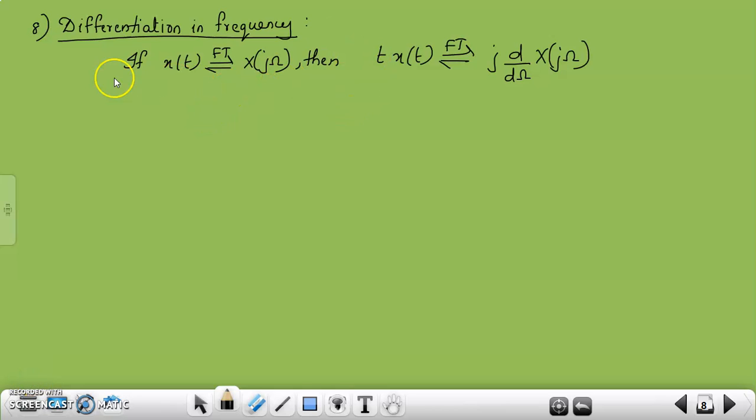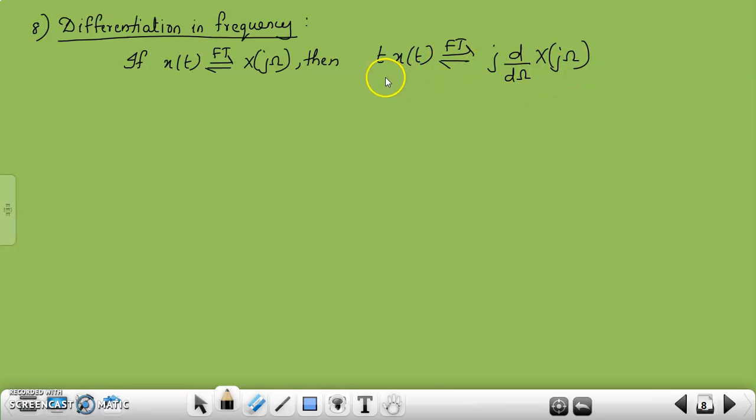Dear all, we are continuing with the properties of continuous time Fourier transform. The eighth property is differentiation in frequency domain. The statement is: if the signal x of t is transformed to x of j omega, then t into x of t is transformed to j into d by d omega of x of j omega.